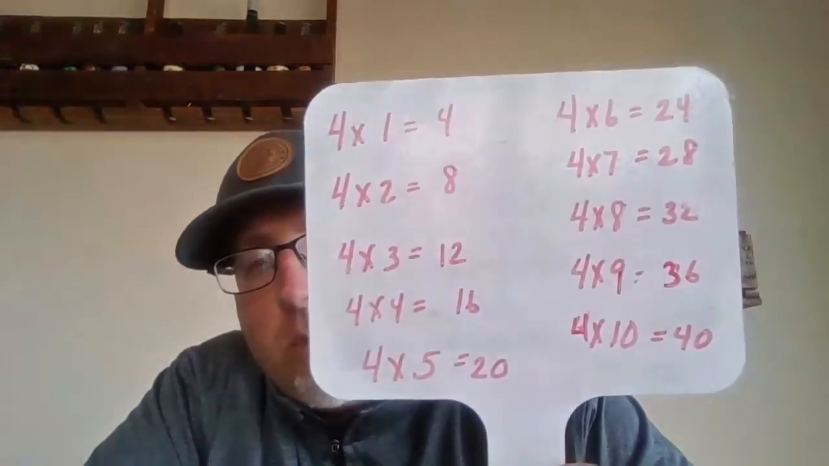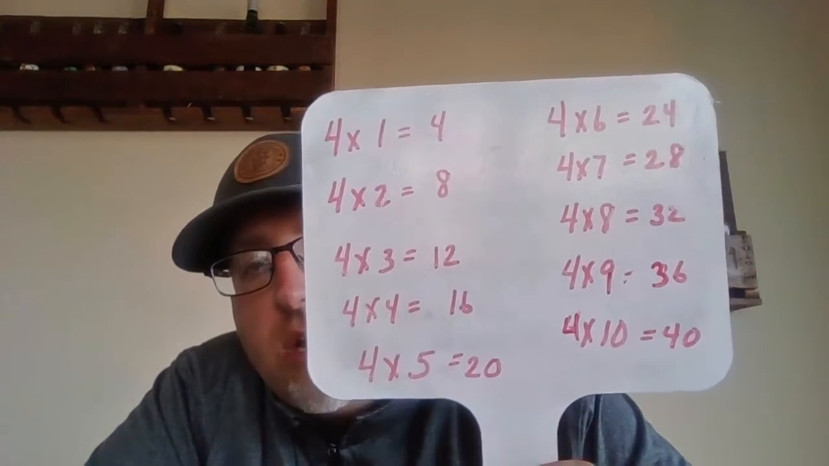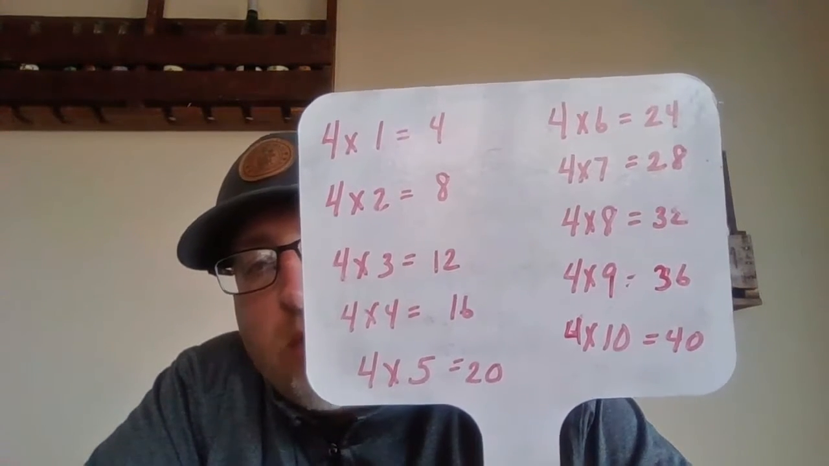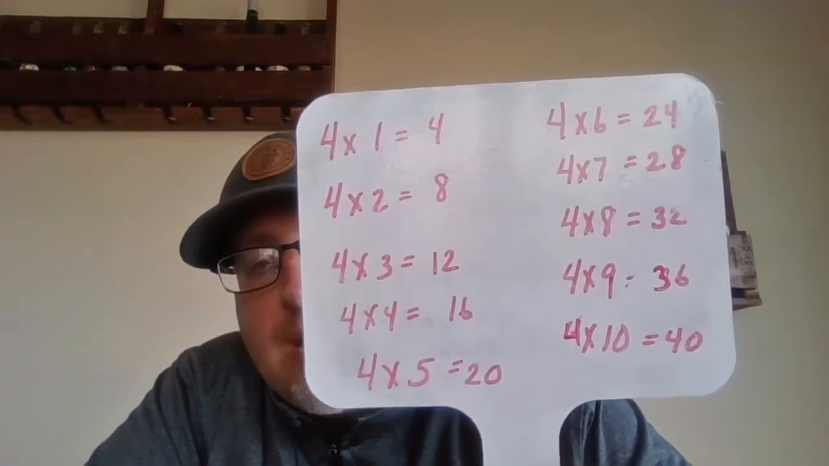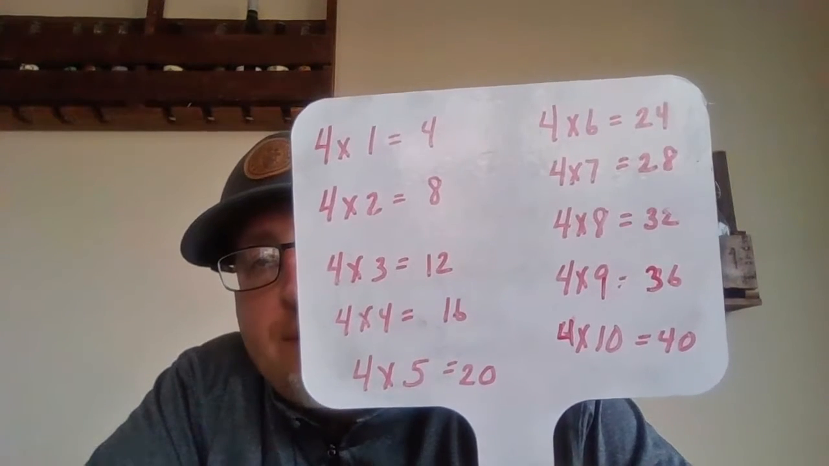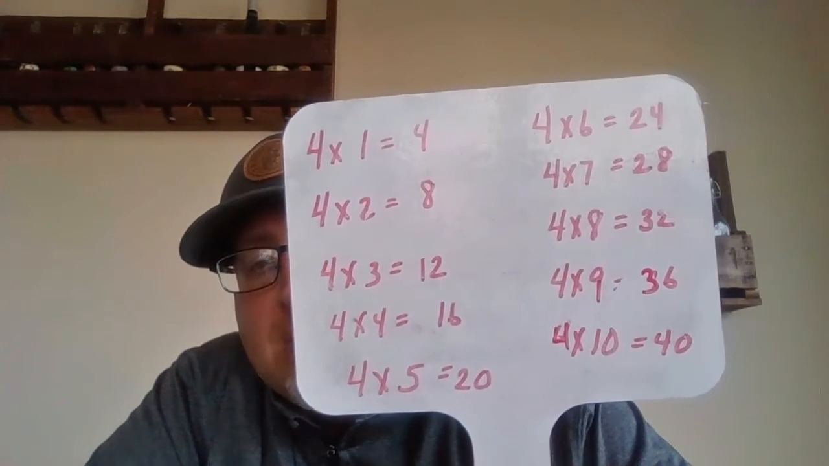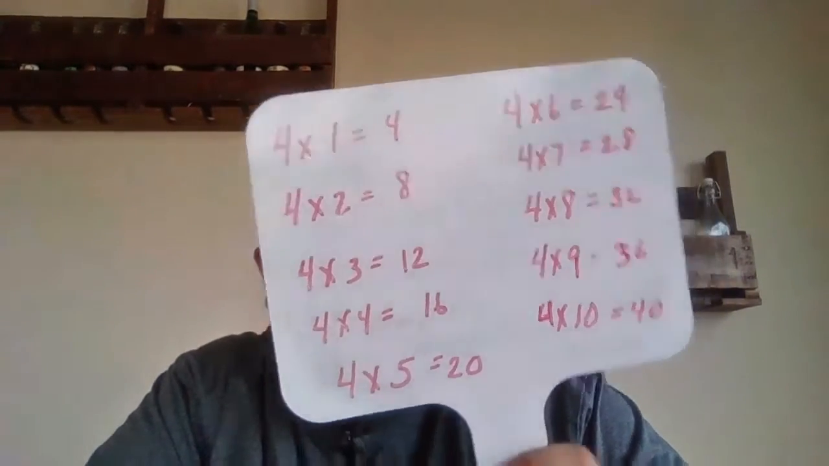All right? One more time, let's knock those out. 4 times 1 is 4, 4 times 2 is 8, 4 times 3 is 12, 4 times 4 is 16, 4 times 5 is 20, 4 times 6 is 24, 4 times 7 is 28, 4 times 8 is 32, 4 times 9 is 36, and 4 times 10 is 40. All right? That's multiplying by 4s. Again, you just got to practice those, and I tell you, it'll get easier as you do it.